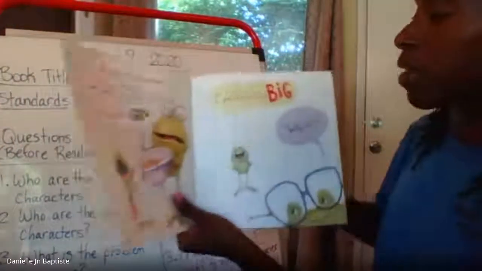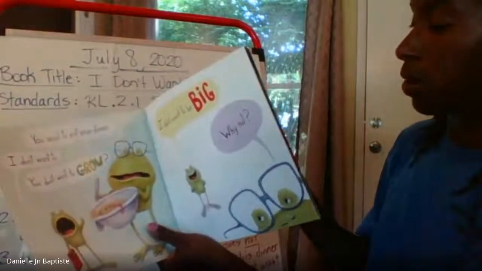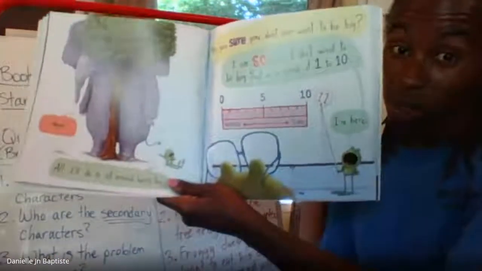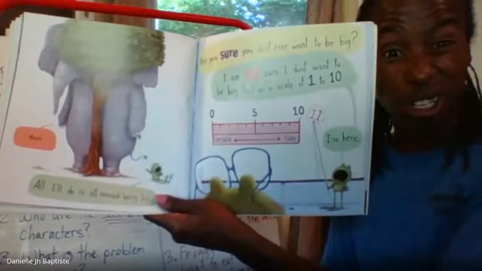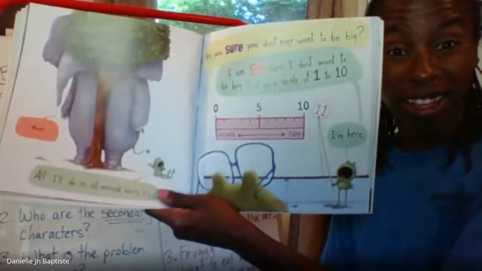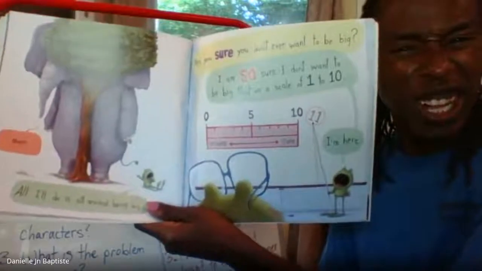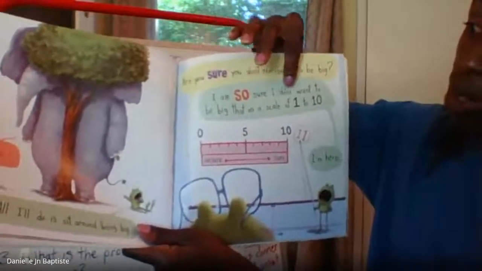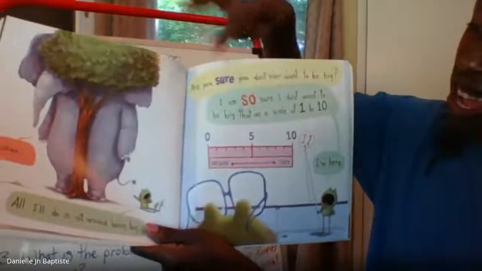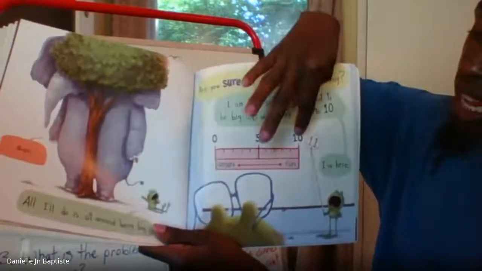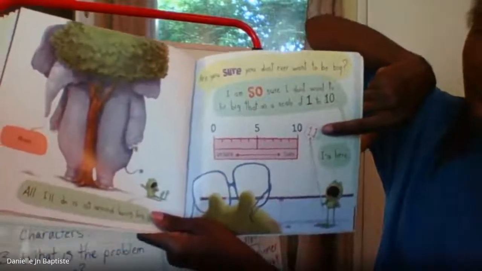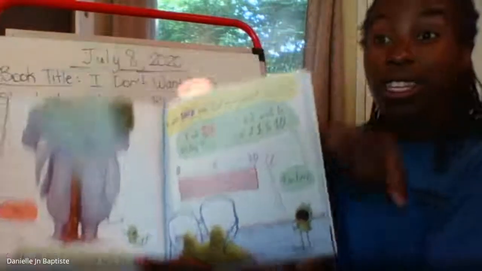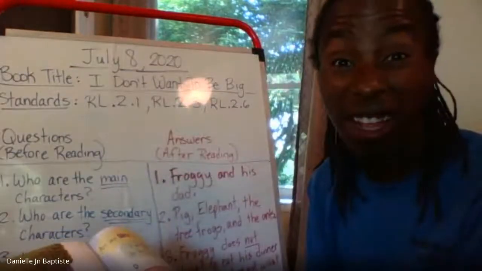Now let's skip to the middle. Was he happy in the middle on this page when his dad said, "Are you sure you don't want to be big?" No, he's still not happy in the middle. He says, "I am so sure I don't want to be big that on a scale of 1 to 10, I'm at an 11." In other words, I'm super, super sure I don't want to be big. So he was not happy, not even in the middle.